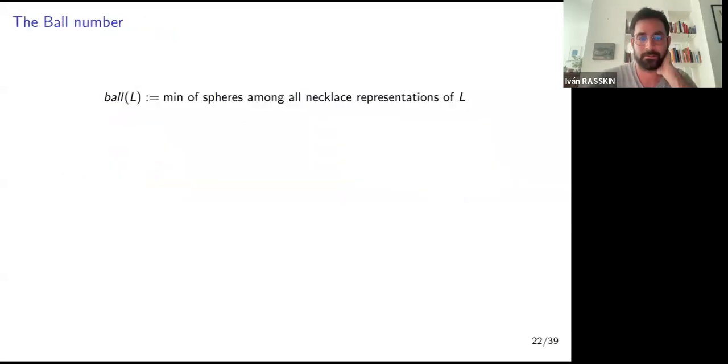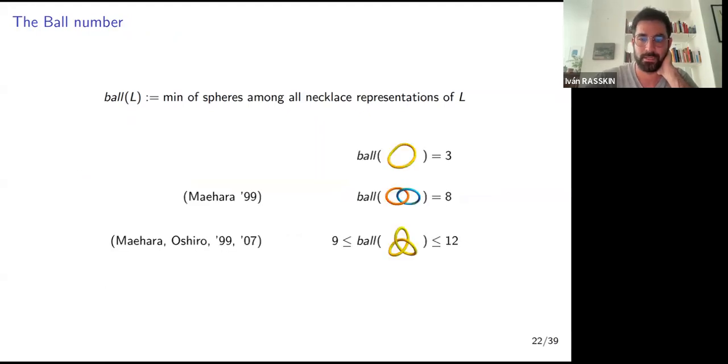This is actually an invariant introduced by Maehara. It's called the ball number. It's the minimum number of spheres needed to construct a necklace representation of a link. What is known is, for example, for the trivial knot, just the circle, we need 3 spheres. With 3 spheres, we can construct a triangle that makes the necklace representation. Maehara proved that the ball number of the Hopf link is exactly 8. And this is the only link for which we know exactly the ball number.